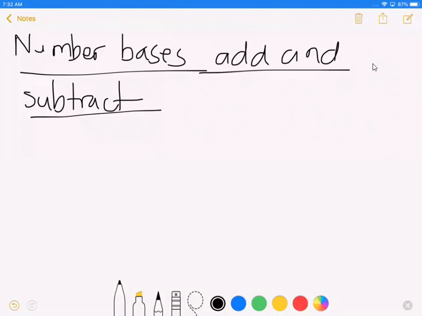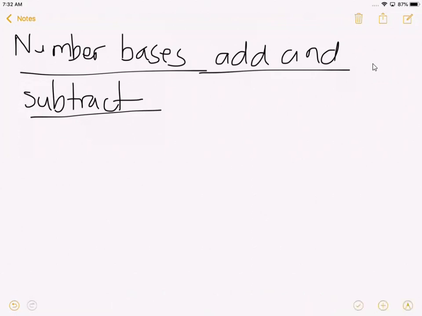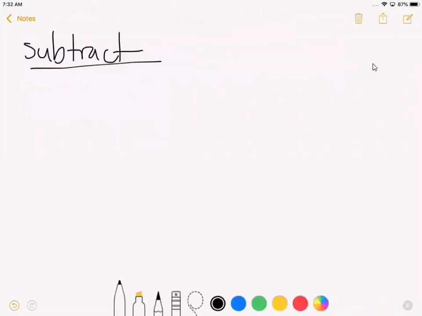Today we want to do number bases. We're still going to continue with number bases, but we want to do addition and subtraction of numbers that are in other bases, that is, not base 10. I'm going to do an example. For example, I'm going to start with example 8.